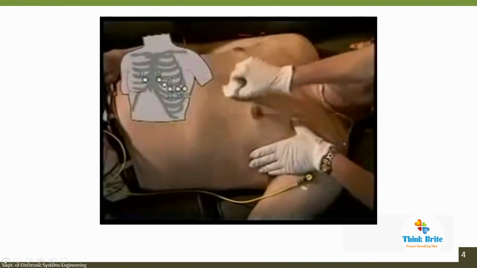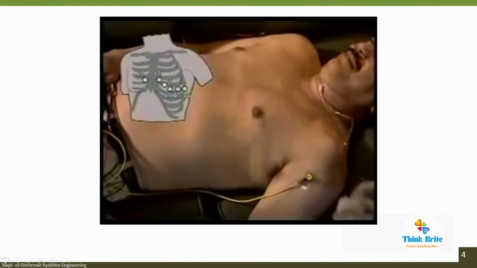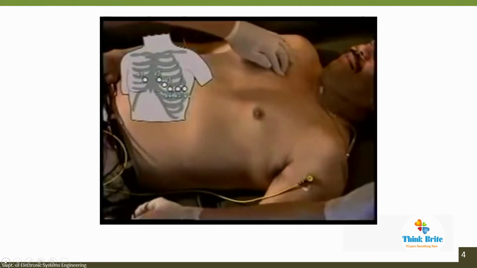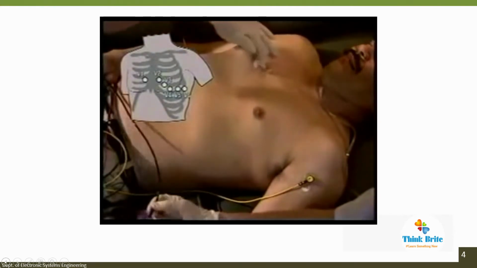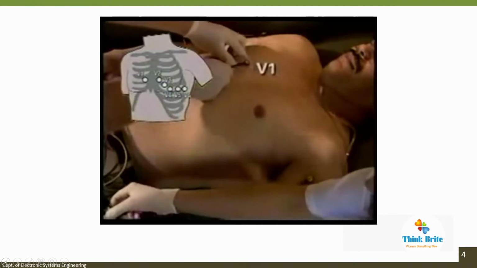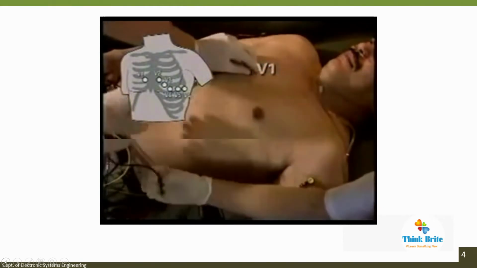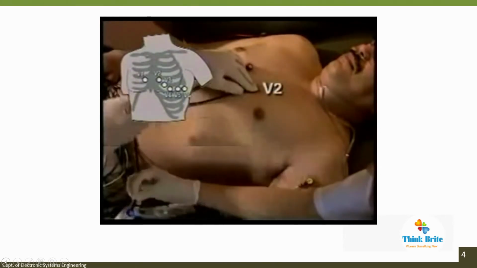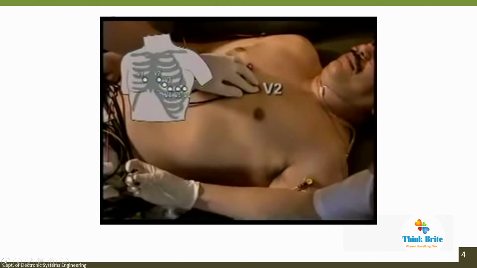Let me show you. Find the clavicle and position your finger just below it. Move your finger until it contacts the sternal border. You're in the first intercostal. Find the second, third, and fourth intercostal space. Position the electrode for V1 just to the right of the sternum in the fourth intercostal space. V2 goes in the corresponding intercostal to the left of the sternum.